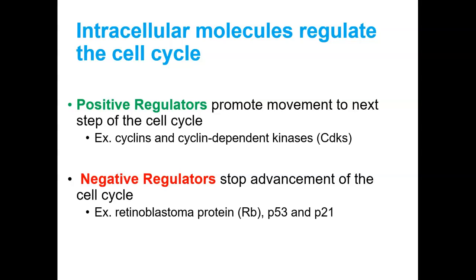So there are molecules inside of cells that help regulate the cell cycle. They are called positive regulators or negative regulators. So positive regulators help you move from one step in the cycle to the next. And some examples of these are called cyclins or cyclin-dependent kinases or CDKs. Negative regulators will stop the cell cycle. And so examples of that, retinoblastoma protein or RB, P53 or P21 are examples of molecules that will stop the cell cycle. And it's important to stop when you need to stop.